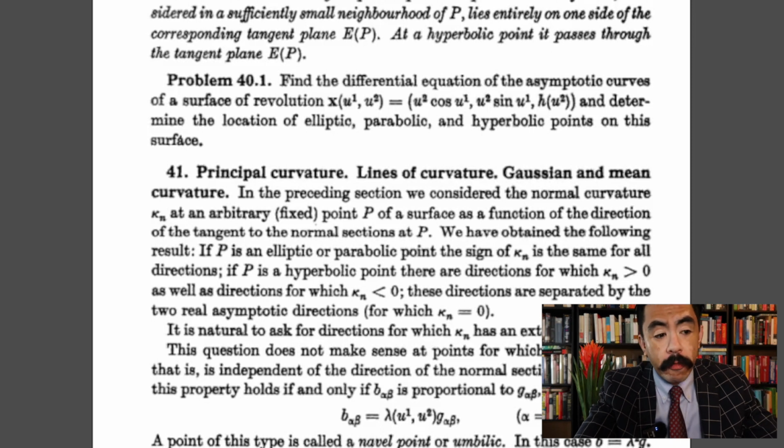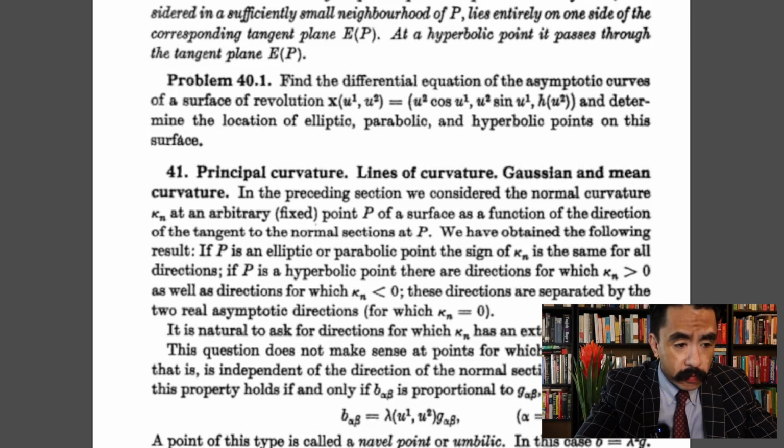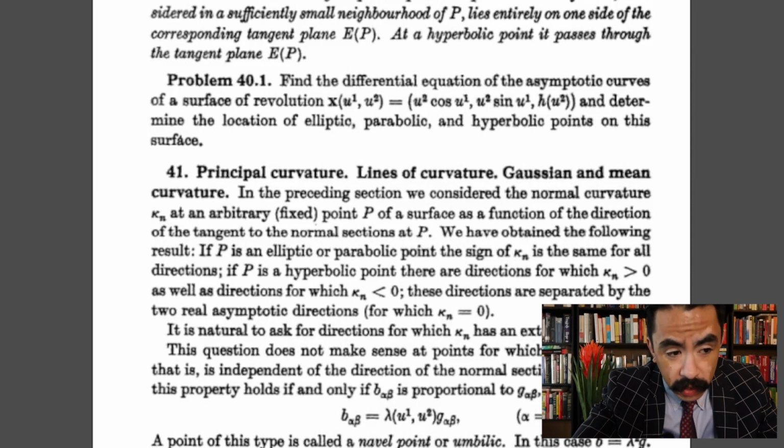And now, problem 40.1. Find the differential equation of the asymptotic curves of a surface of revolution given by x(u1, u2), which is equal to (u2 cosine u1, u2 sine u1, h(u2)), and determine the location of the elliptic, parabolic, and hyperbolic points on this surface.